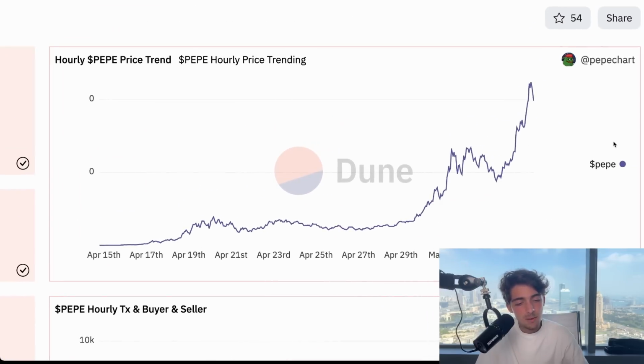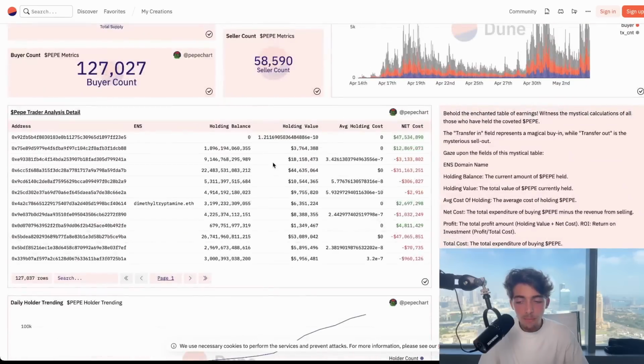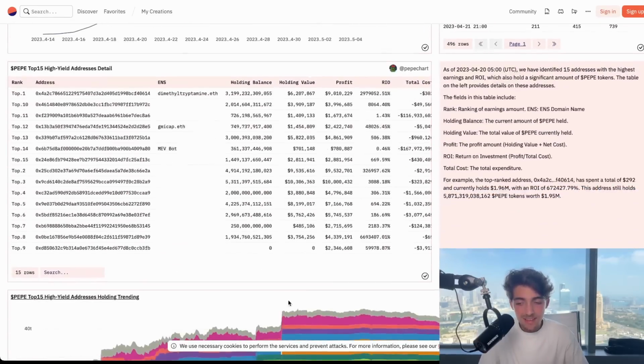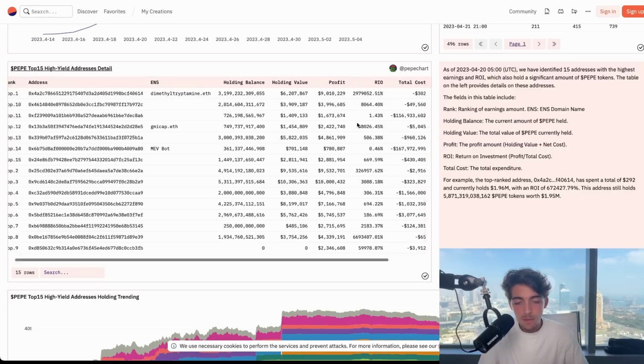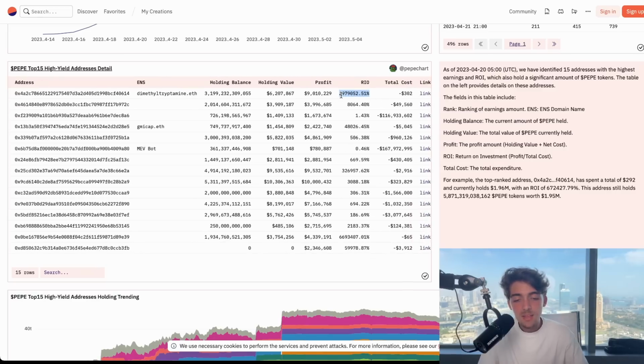And it's incredibly crazy. The meme coin psychology is super interesting to me at the moment. It's incredible. We're seeing a massive push towards the upside. And if these top 15 high yield addresses decide to take profit because they're in massive ROIs, this would for sure crash the market towards the downside, right?